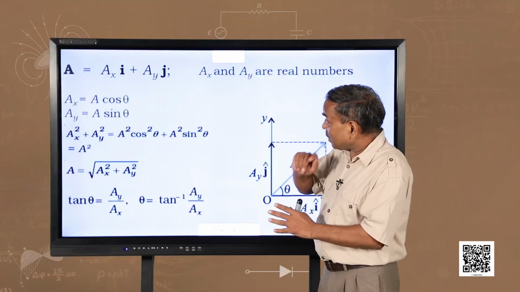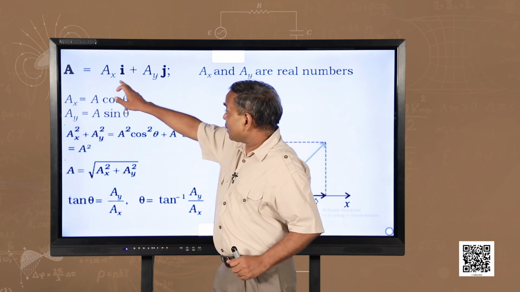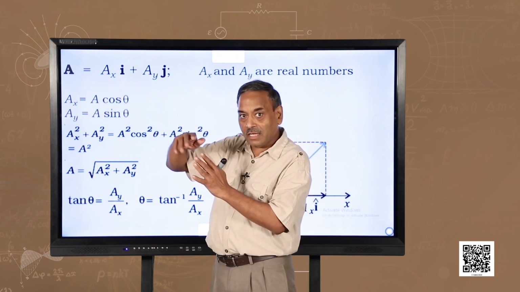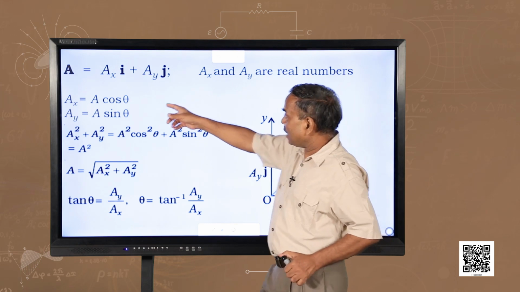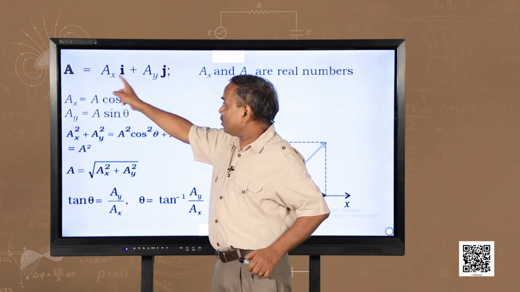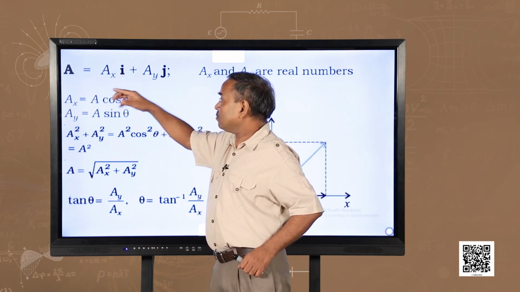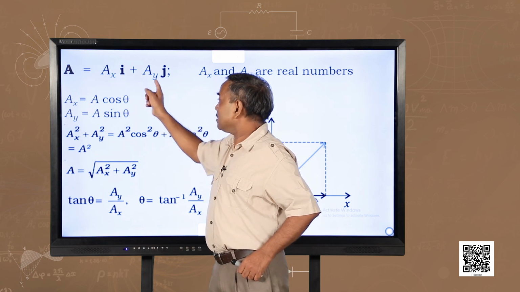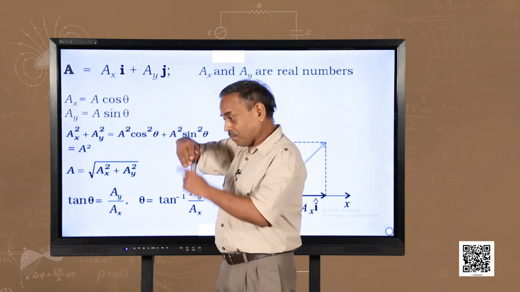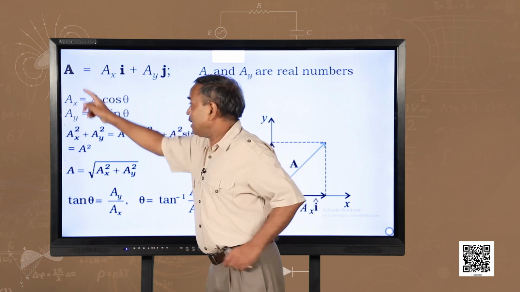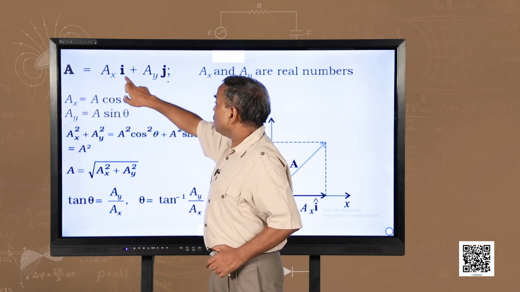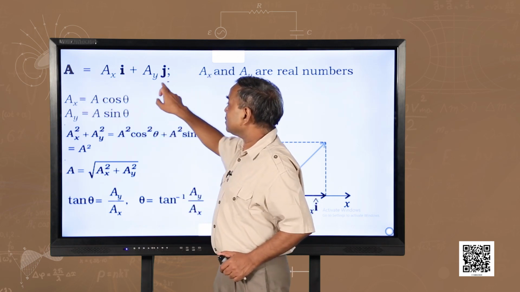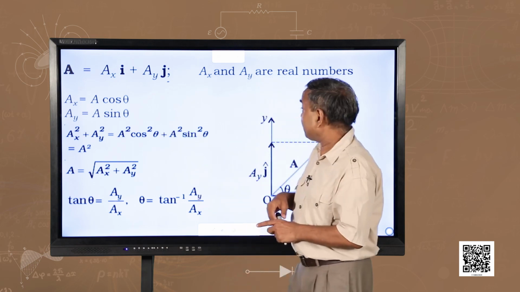I have done it last time also. A is equal to lambda a plus mu b. The same way I can write vector A is equal to A x i. What is A x? The resolution, magnitude of the resolution along x axis. Similarly, A y is the magnitude of the resolution of vector A along y axis. How do we know i and j are the unit vectors along x and y axis respectively?